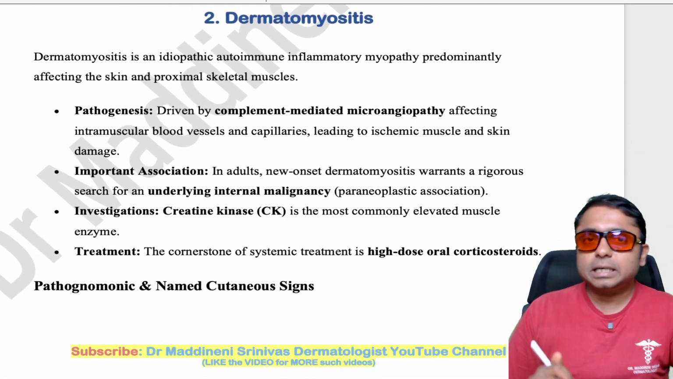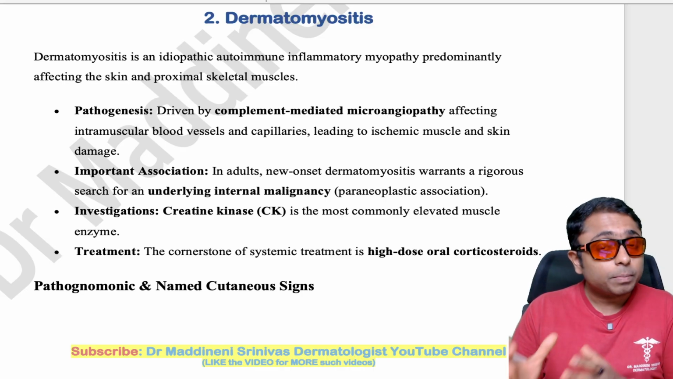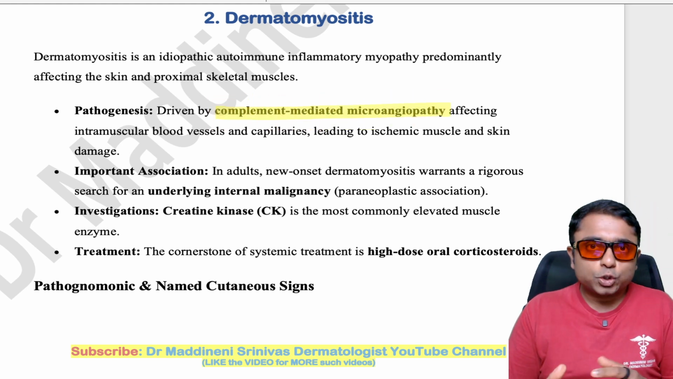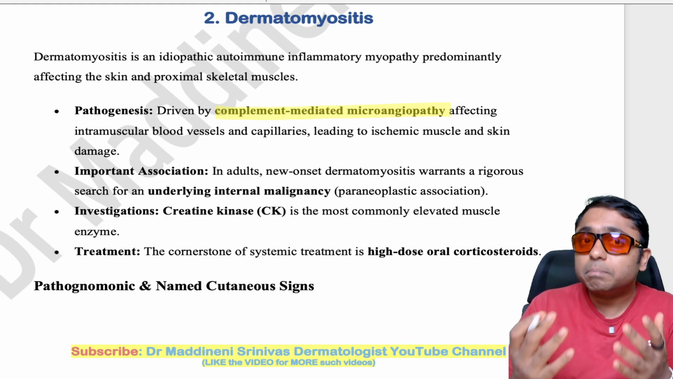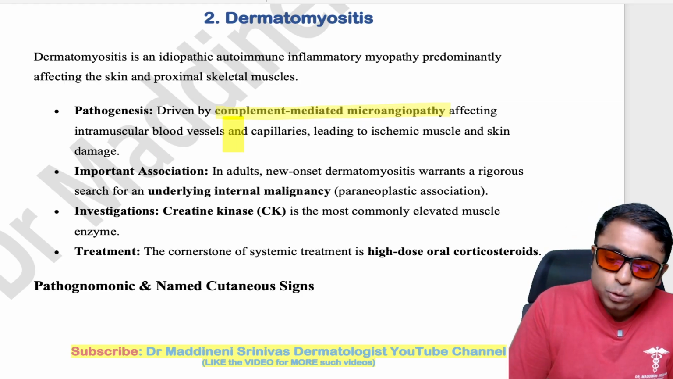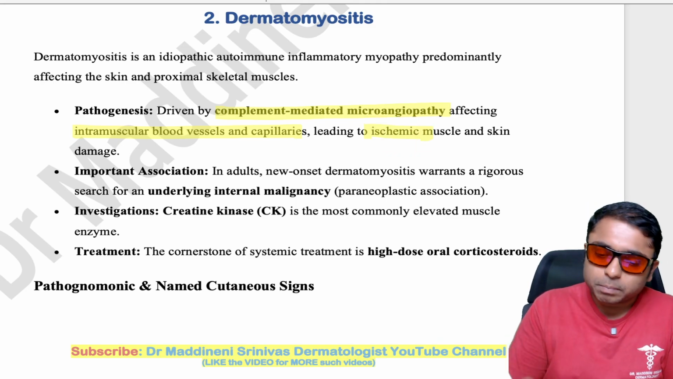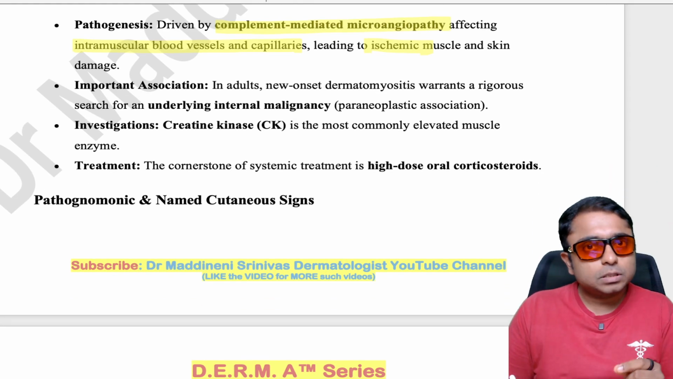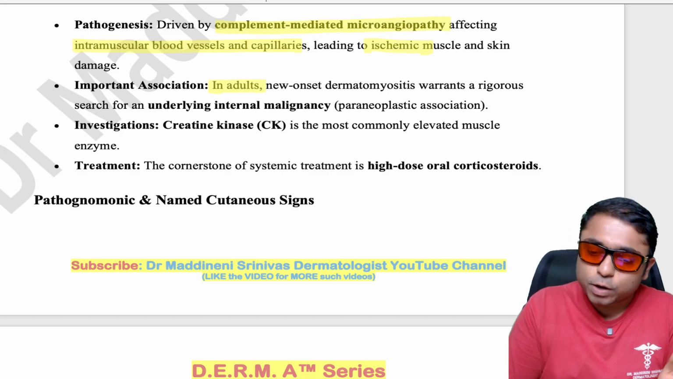Coming to dermatomyositis, there is skin involvement and also muscle involvement. The basic problem here is complement-mediated microangiopathy, which affects the blood vessels present in the muscle and also in the skin. So intramuscular blood vessels and capillaries are affected, ultimately leading to ischemia of the muscle, and skin damage is also seen. And if dermatomyositis is seen in adults, then we have to suspect a possible paraneoplastic association.